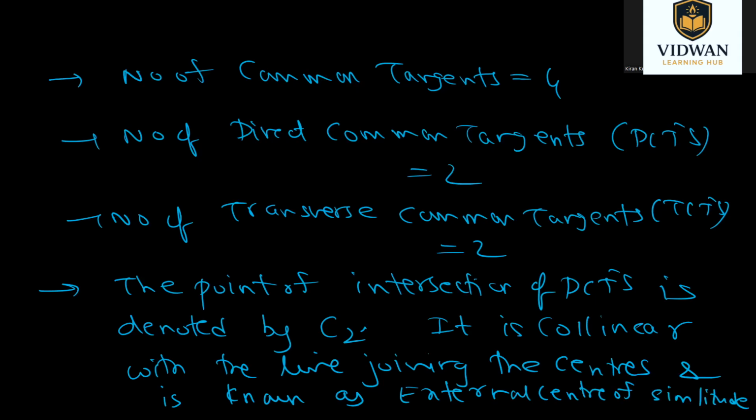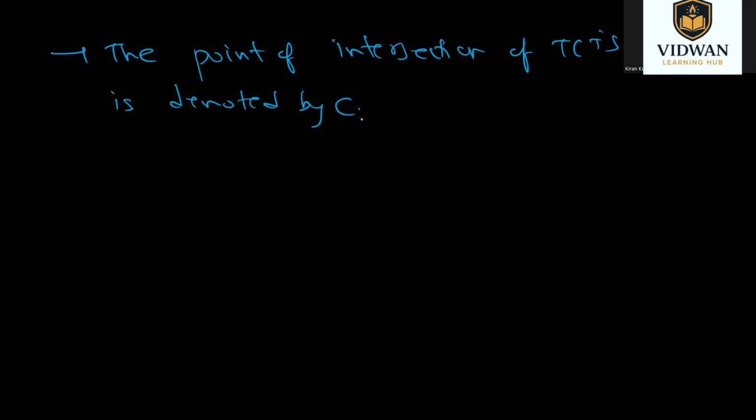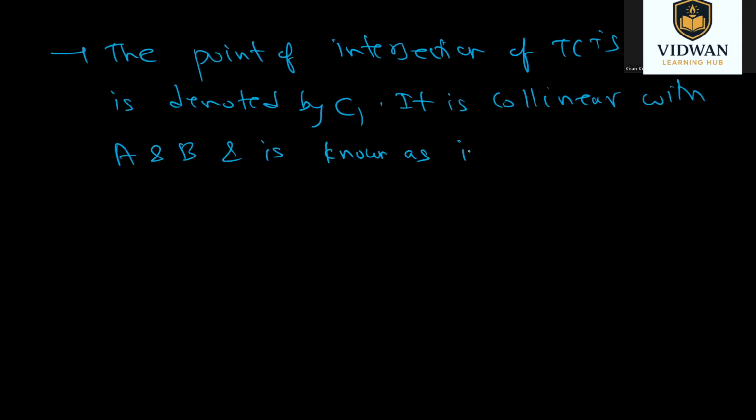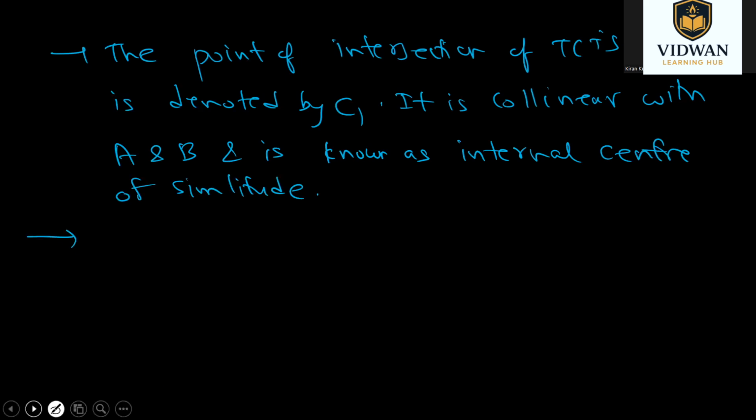And similarly, the point where transverse common tangents meet, the point of intersection of TCTs, transverse common tangents, is denoted by C1. It is collinear with the line joining centers A and B and is known as internal center of similitude, C1.